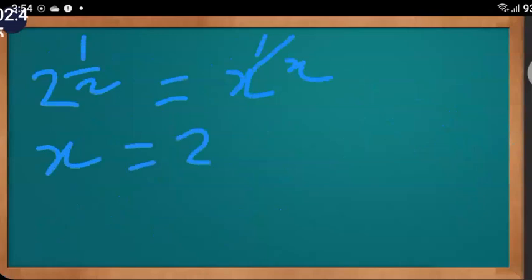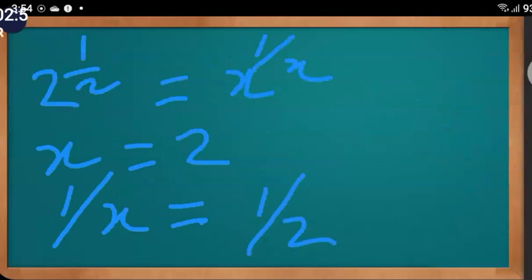I'm just repeating it again. After solving it, we found 2 to the power 1 by 2 is x to the power 1 by x. So if the base is common, x equals 2, and the exponent 1 by x is obviously 1 by 2. So what's the value of x? It's 2. This is how you can solve this simple equation.